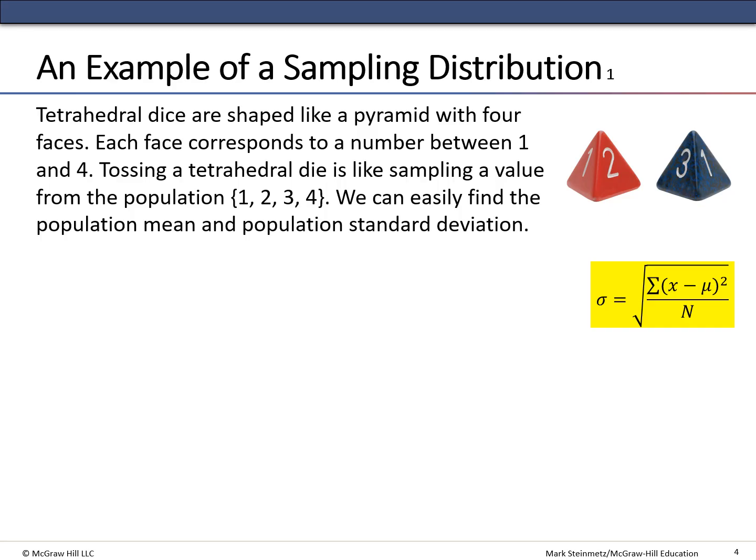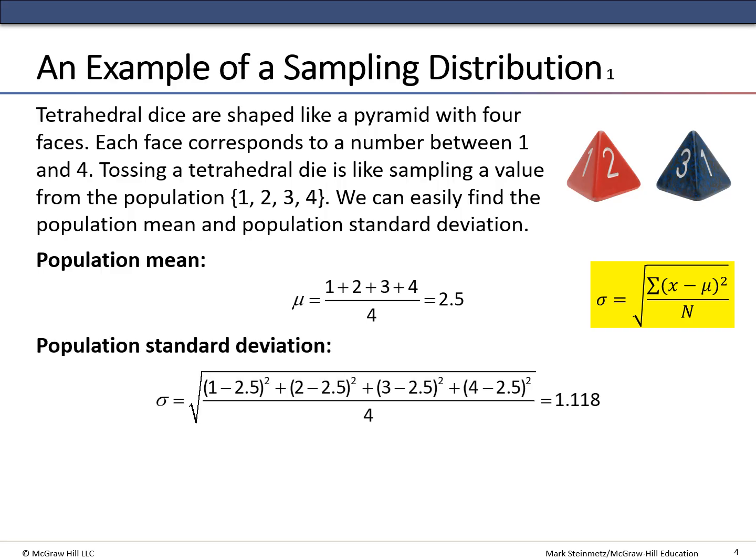We can easily find the population mean and population standard deviation from this. The population mean is all the possible outcomes over the sample space, and that gives us our average value. Remember, when we talked about this in probabilities, we would get a mean of 2.5. The population standard deviation, calculated by taking each of the possible outcomes minus the average over the sample size, gives us a standard deviation of 1.118.